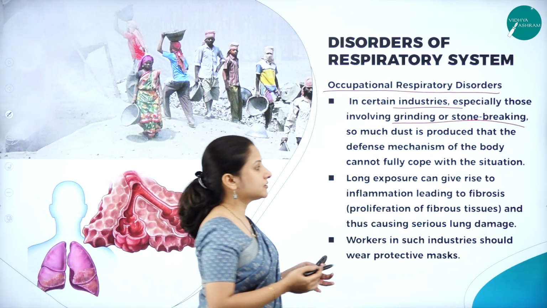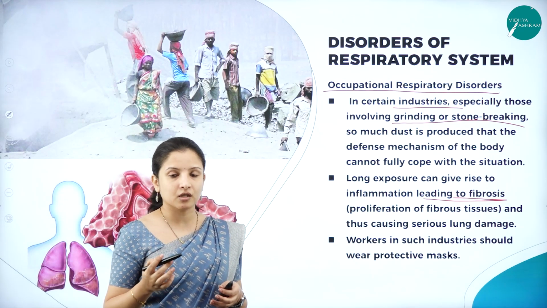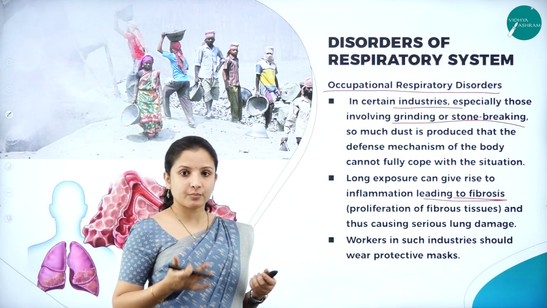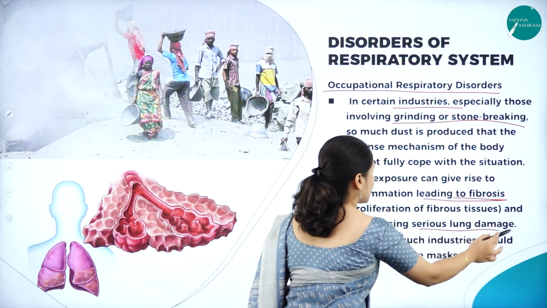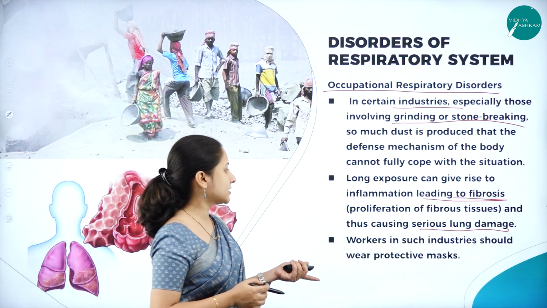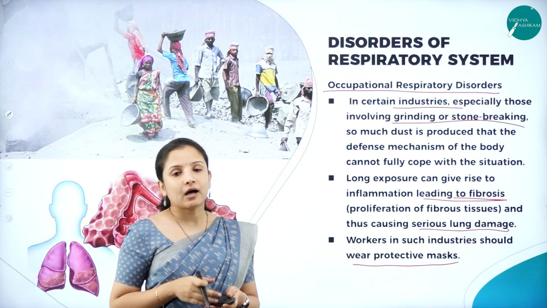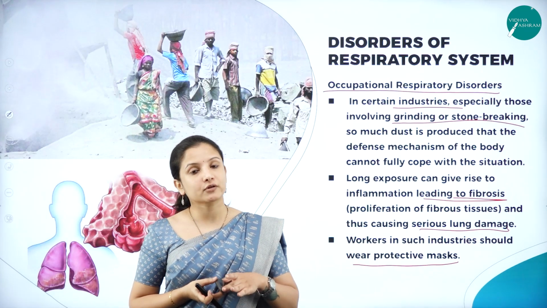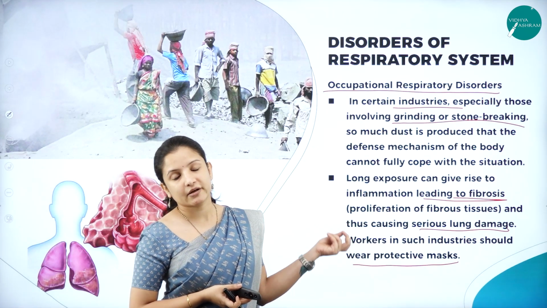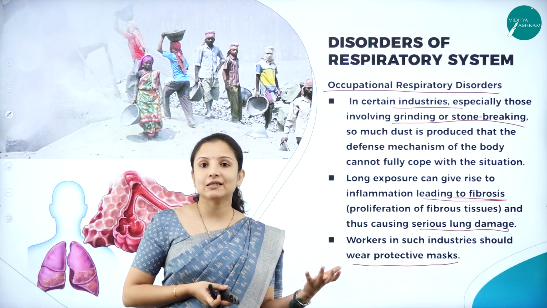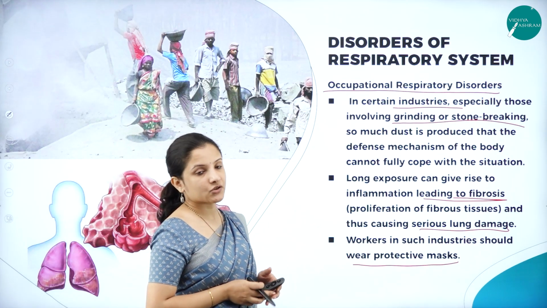Inflammation of the lungs leads to fibrosis, that is, scarring of the lung tissue can occur. If scarring occurs, the diffusion membrane can get affected, thus causing serious lung damage. People working in such industries should always wear protective masks so that they are not subjected to too much dust. Then the dust will not cause fibrosis or scarring of the lung tissues, their lungs can be protected, and breathing can take place properly. So this is one of the important occupational respiratory disorders.